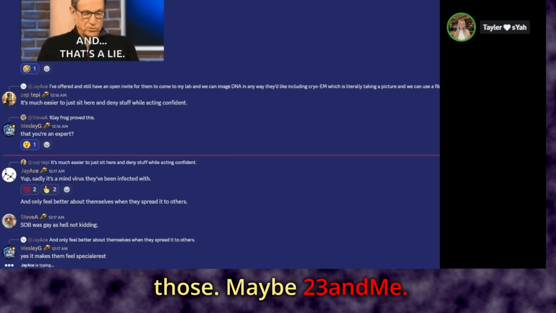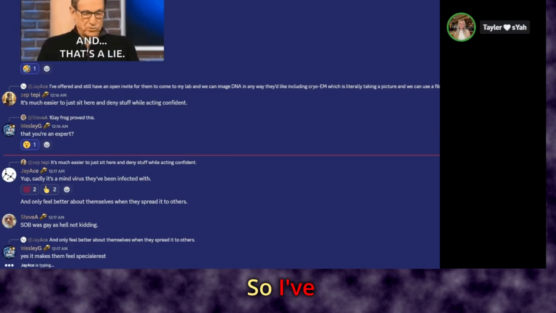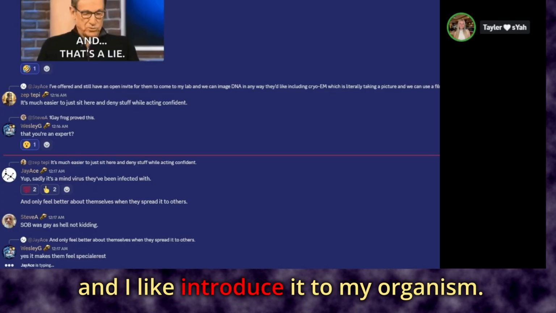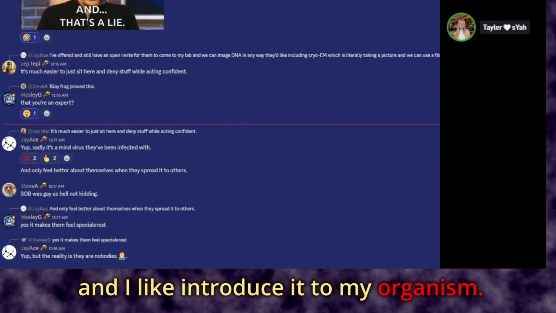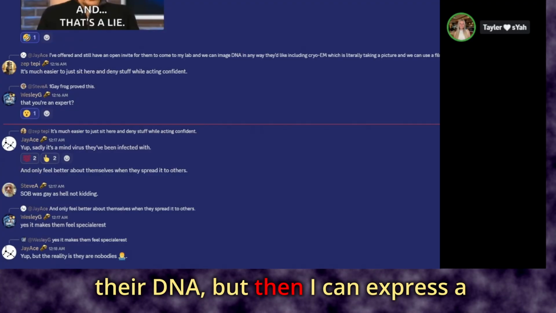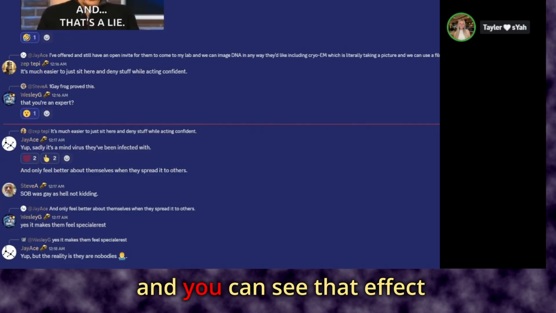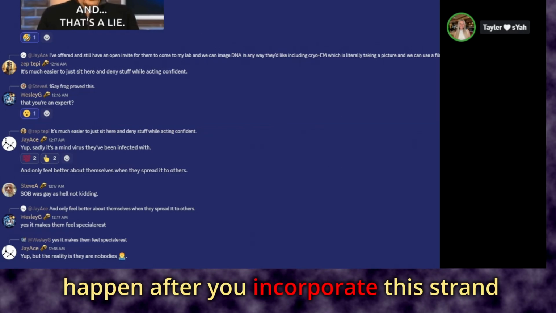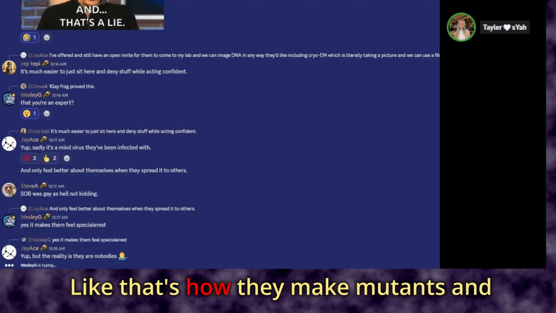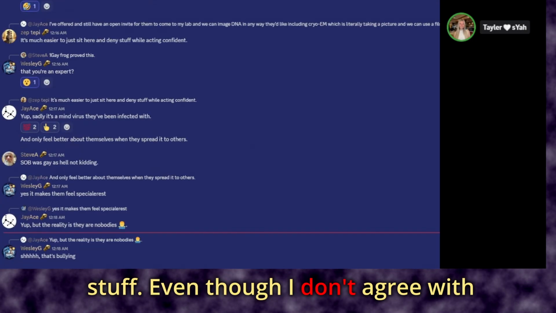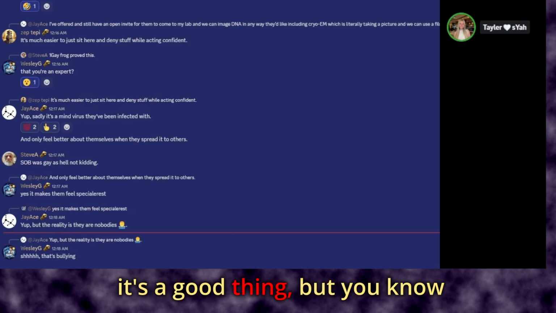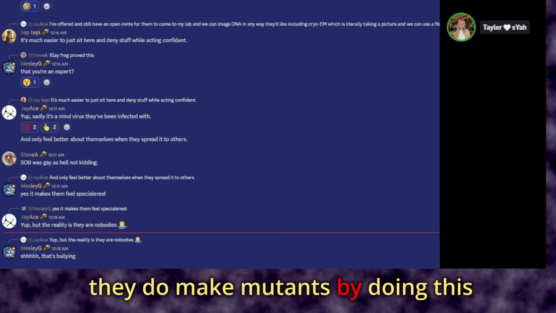But I've worked with plasmids, where basically I order a sequence of DNA and I introduce it to my organism. There are different ways you can get it to incorporate into their DNA, but then it expresses certain fluorescent proteins, and you can see that effect happen after you incorporate this strand of DNA that you design based on the function you want. That's how they make mutants and stuff. Even though I don't agree with that, and I probably wouldn't mess with DNA again, knowing what I know. I don't think it's a good thing. But they do make mutants by doing this method.